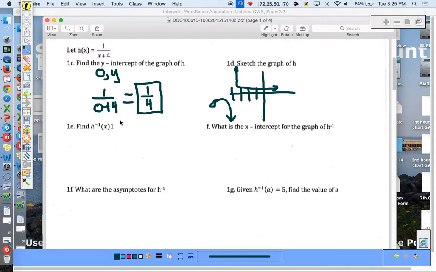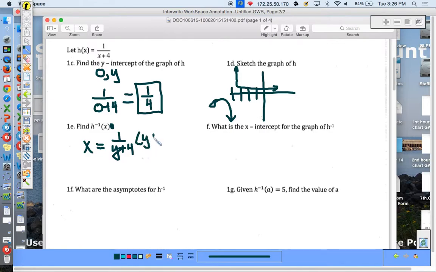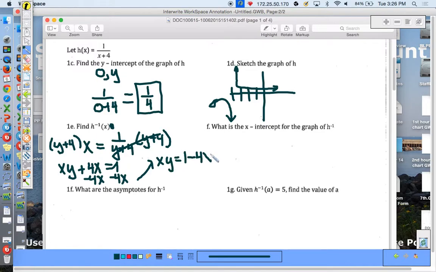So the next one, this one shouldn't be there. It's supposed to just say find the inverse. So we switch our x and y. X equals 1 over y plus 4. And then we have to get the y out of the denominator, so we'll multiply by y plus 4. So now we have xy plus 4x equals 1. And now we have to solve for y. So we'll subtract the 4x. And we have xy equals 1 minus 4x. And then we divide by x. So now we have y equals 1 minus 4x over x.